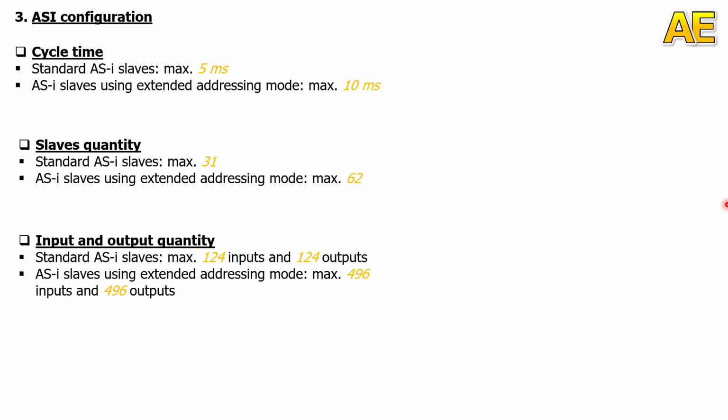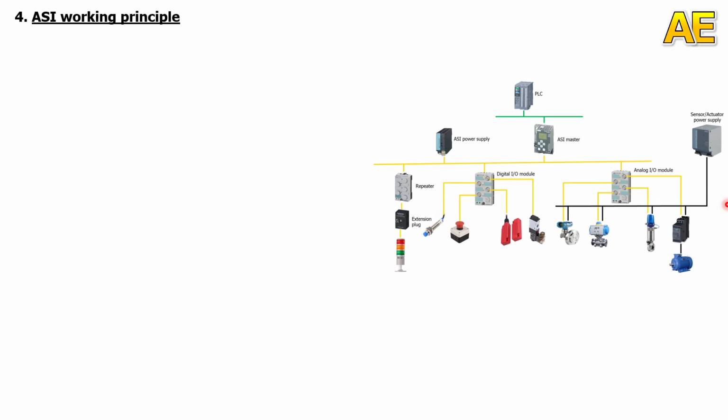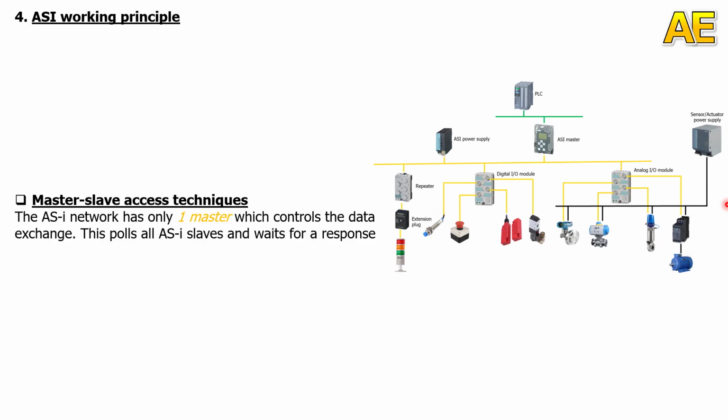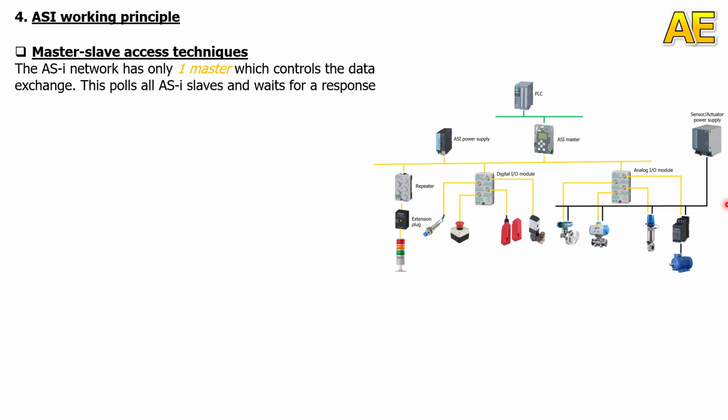Okay, now we come to the working principle of AS-i. First is the master-slave and asset technique. The AS-i network has only one master which controls the data exchange. It polls the AS-i slaves one after another and waits for a response.